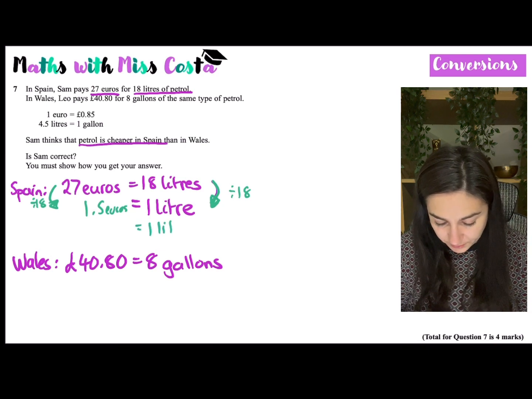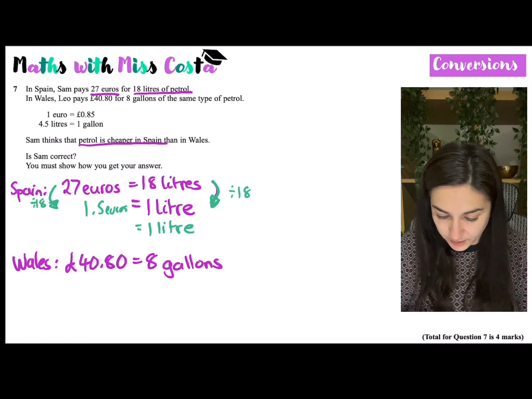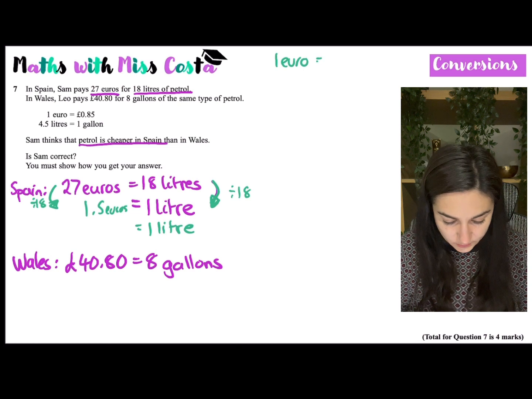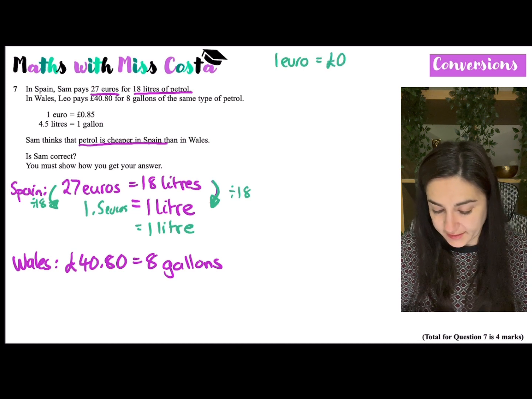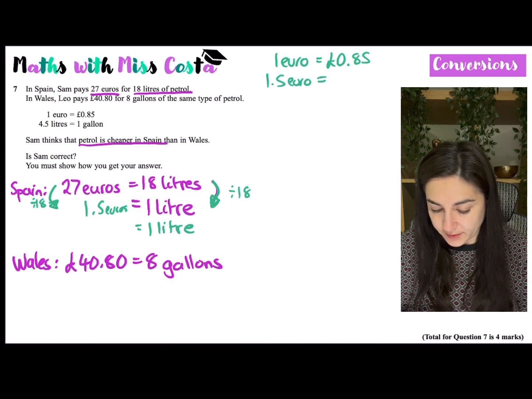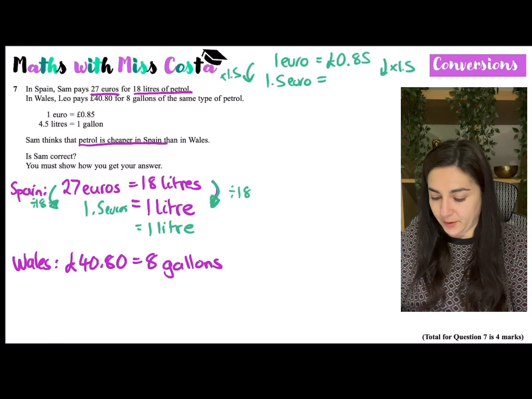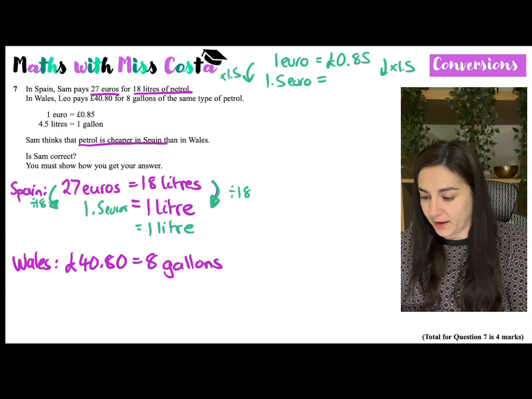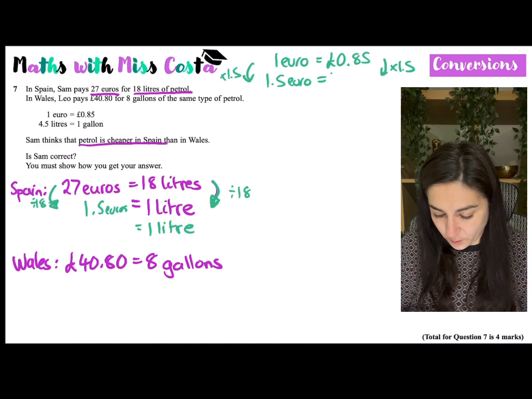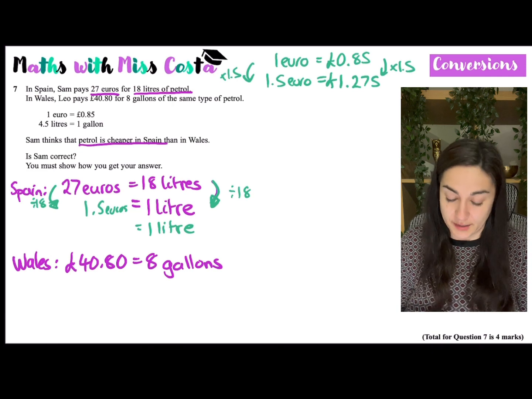Now, I also know that 1 euro equals 85 pence. So therefore 1.5 euros, what would I do? I've timesed 1 by 1.5, so I'm going to times this by 1.5. So 0.85 times 1.5 gives you 1.275. So £1. I'm going to just write the full amount for now.